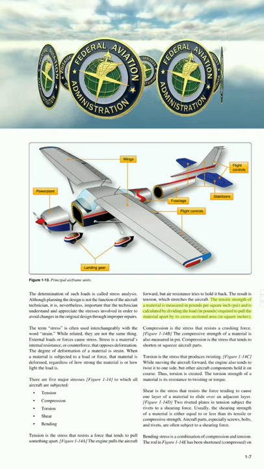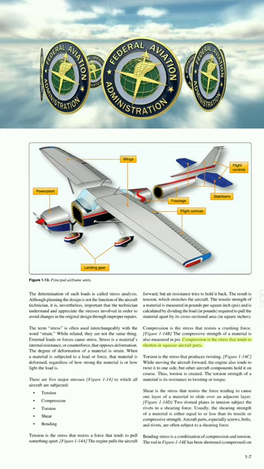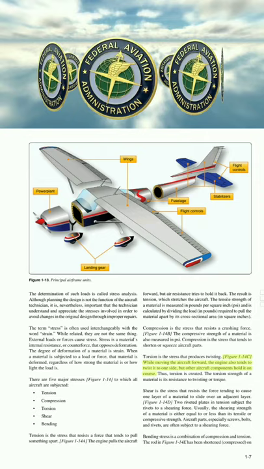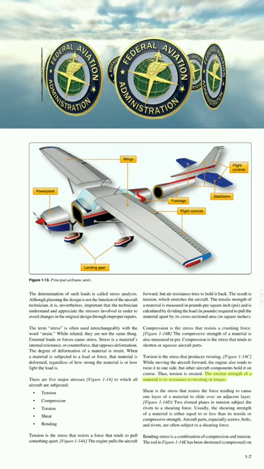Compression is the stress that resists a crushing force. Figure 1-14B, the compressive strength of a material is also measured in psi. Compression is the stress that tends to shorten or squeeze aircraft parts. Torsion is the stress that produces twisting. Figure 1-14C, while moving the aircraft forward, the engine also tends to twist it to one side, but other aircraft components hold it on course. Thus, torsion is created. The torsion strength of a material is its resistance to twisting or torque.